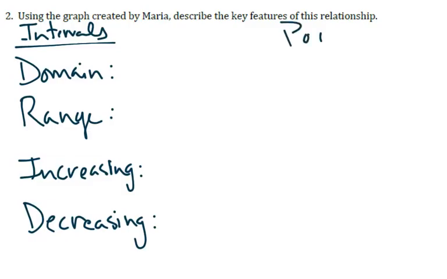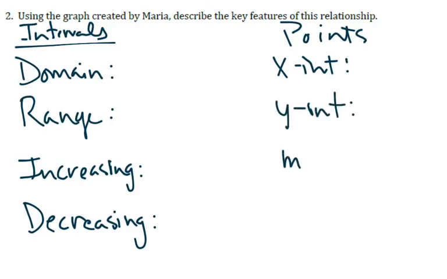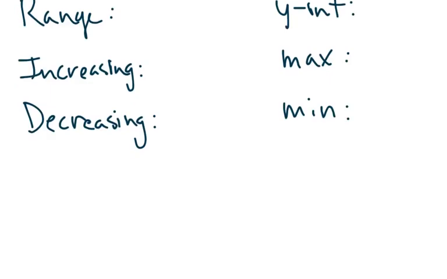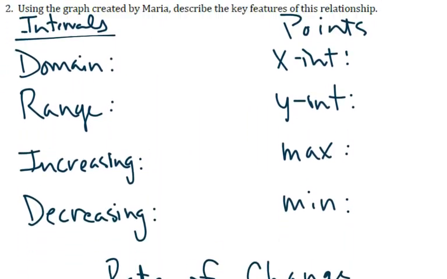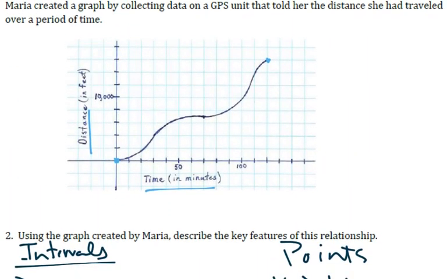For our points, we have the x-intercept, y-intercept, the maximum, and the minimum. And we also have that average rate of change, but just like before, it's going to depend on from where to where. Okay, so let's take a look first at domain and range.